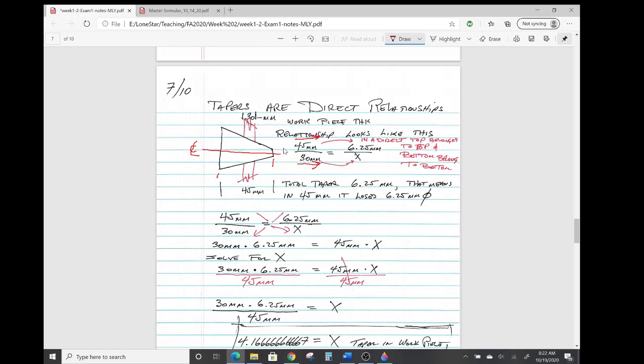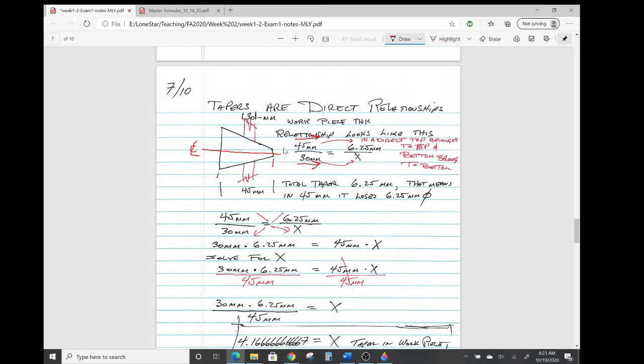We have an equal sign. So by now you ought to know that an equal sign says I can cross multiply, right? So we do. We cross multiply. So we get 30 millimeters times 6.25 millimeters. It's going to equal what? 45 millimeters times x. We're trying to solve for x, right? Now, how do you undo multiplication? You do it by division, yes? So we're going to solve for x.